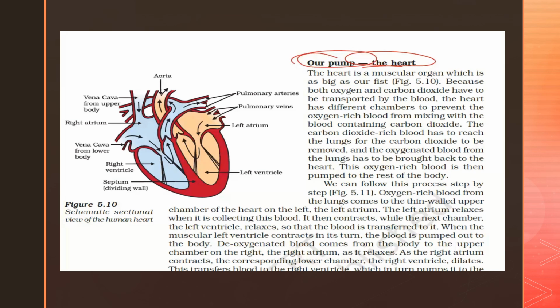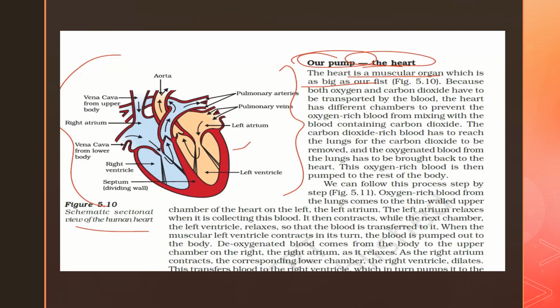So this is the heart. If you see the schematic section of the human heart, this is the heart. Now the heart is a big muscular organ, as big as our fist. If you make a fist, it is as big as our fist. If you are a child, your fist will be small, your heart will be small. Now you are in 10th standard, you are grown up.